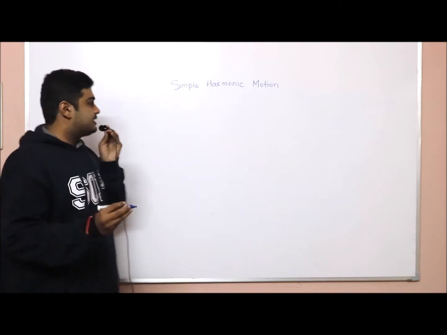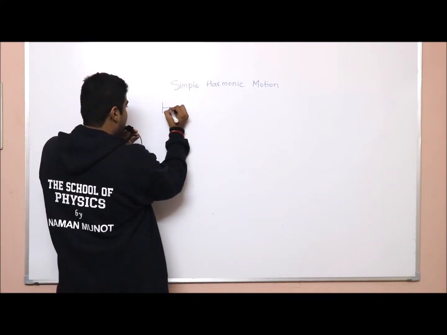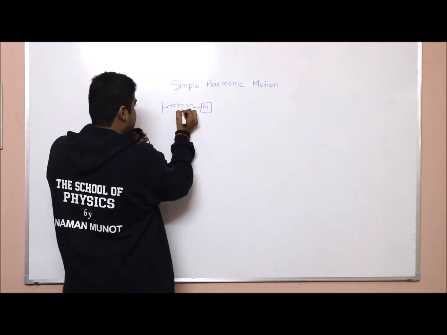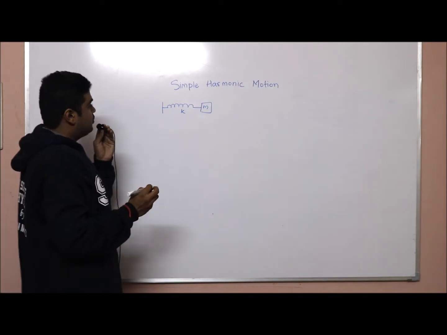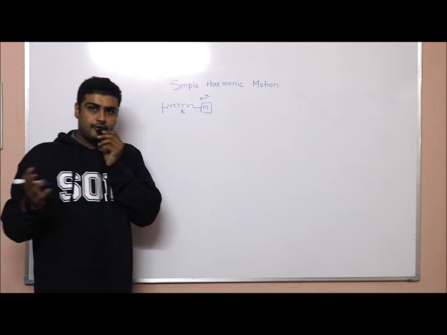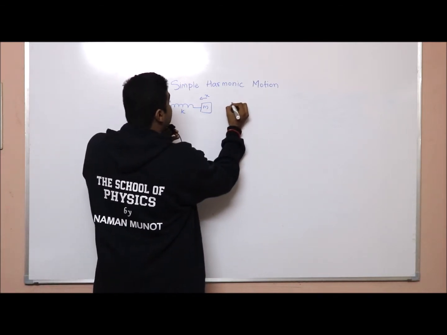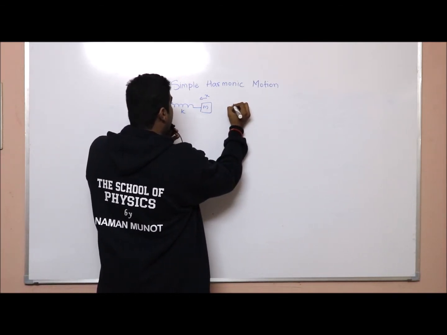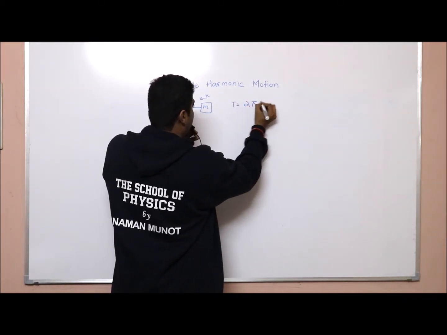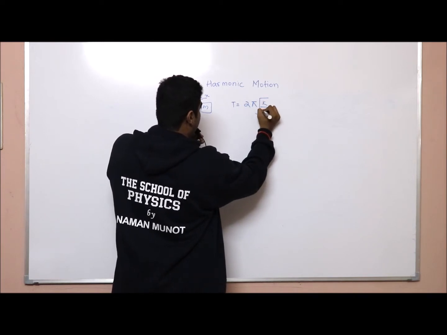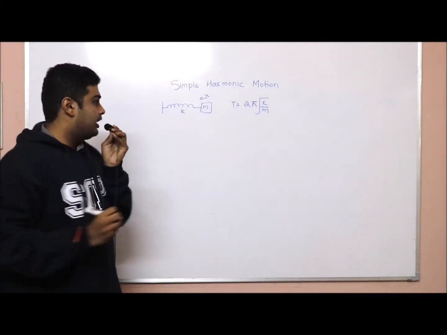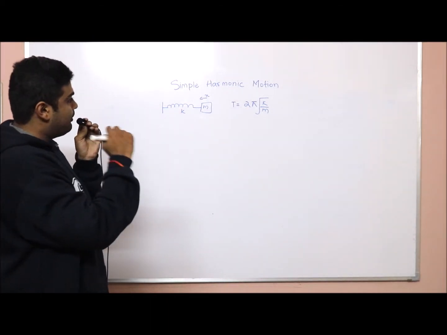Okay, so let's talk about springs. Suppose I have a spring. This is mass m and the spring has spring constant k. If it is pushed by x, it will do SHM. We know that it will do SHM. So it will have a time period of 2 pi under root of m by k. That is 2 pi by omega.